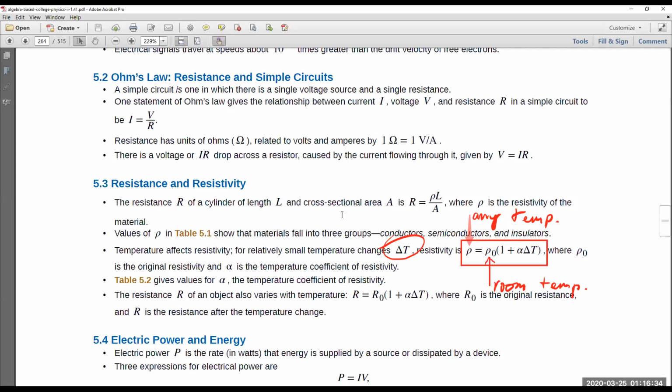And alpha is a constant. It's called the temperature coefficient of resistivity. In the book, in table 5.2, you can see all the values of alpha. In table 5.1, you can see all the values of rho. So rho is the resistivity, pronounced rho, and alpha is the temperature coefficient of resistivity.